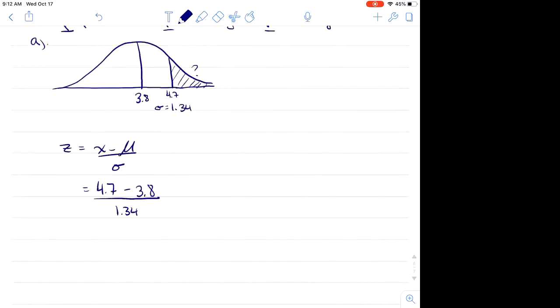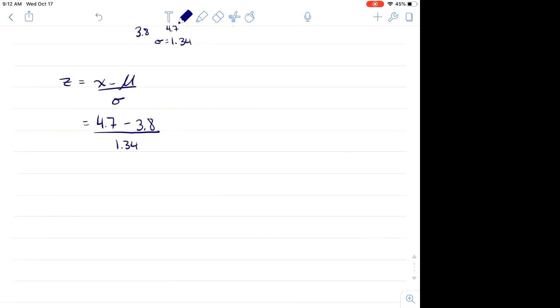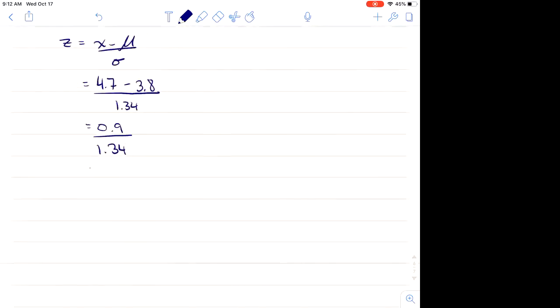4.7 minus 3.8 is, I'll show one step. You don't have to show this step, 1.34. Divided by 1.34, 0.6716 41791.